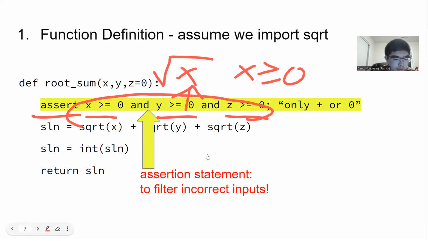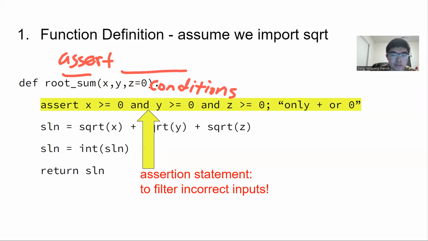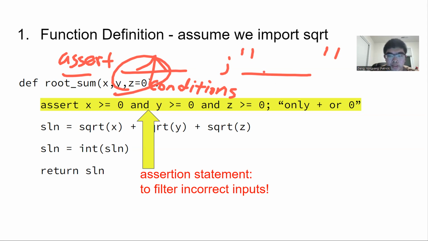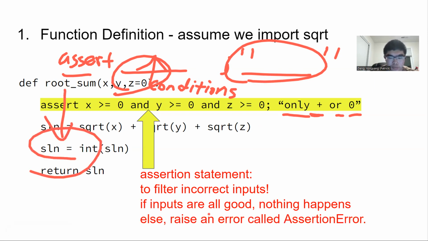The format of assert is the keyword, then the condition you want the data to satisfy, then a comma, and then the message. The message means that if we go wrong at this place, it will display the information here, saying you should only be positive or 0. If the inputs are all good and nothing happens, the data will be passed into the function to run. Otherwise it raises an error called AssertionError.